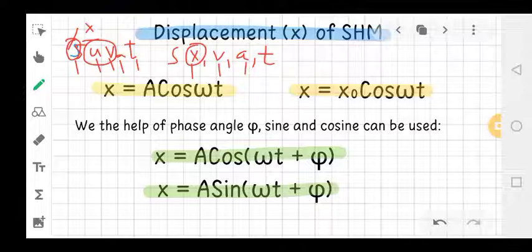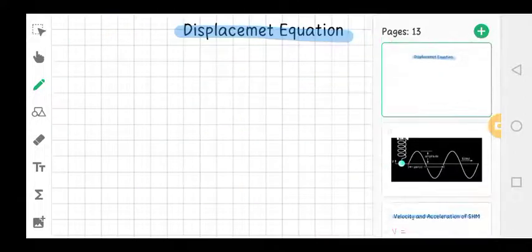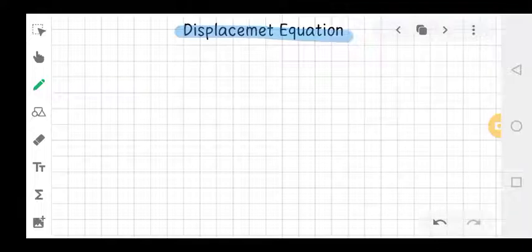So let's see. This is the formula for displacement of a body in simple harmonic motion. How do we come about this formula? Let me take you through that, so that you don't end up just cramming a series of formulae without knowing how we come about them. I'm going to take a simple pendulum as my main example of a simple harmonic body here.